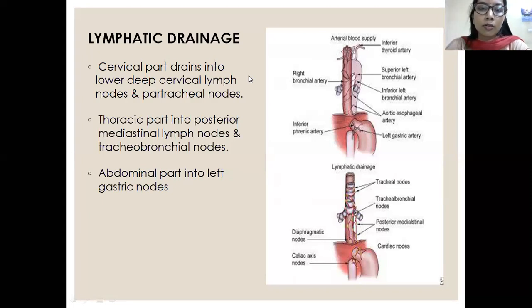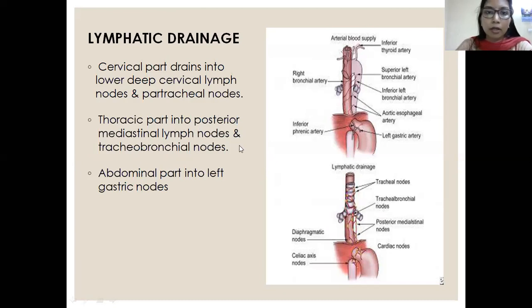Then the next are your pretracheal, paratracheal, and last your mediastinal nodes. So somebody who has said 7 was more or less correct. The thoracic part of the esophagus drains into your posterior mediastinal lymph nodes.